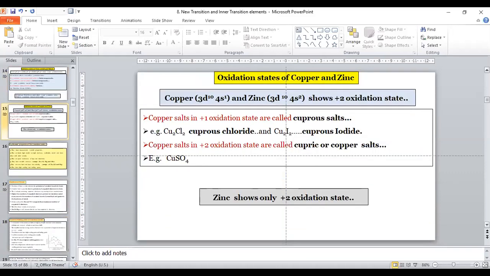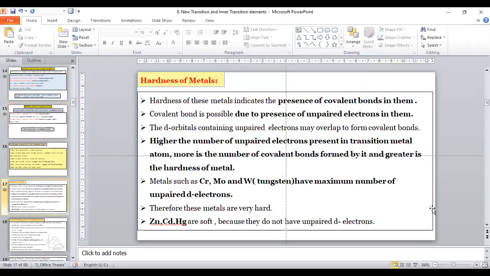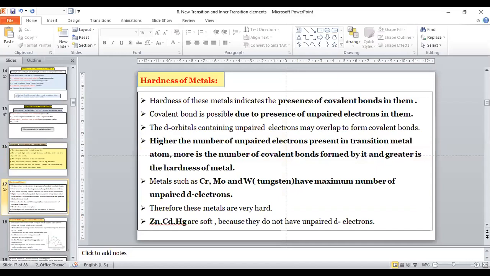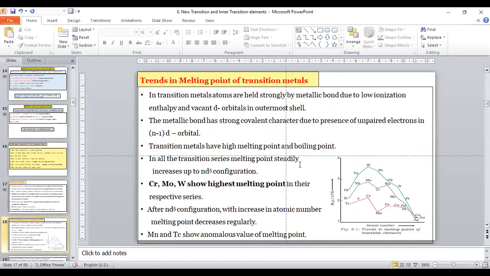So this part is already covered. Oxidation states of copper, zinc, iron, these physical properties do not ask for the examination, remember. This hardness is also not asked for the examination, but the melting and boiling point can be asked. Write the periodic trends for the melting and boiling points. First it increases, then decreases, again increases, and lastly again it decreases because the number of unpaired electrons decreases.